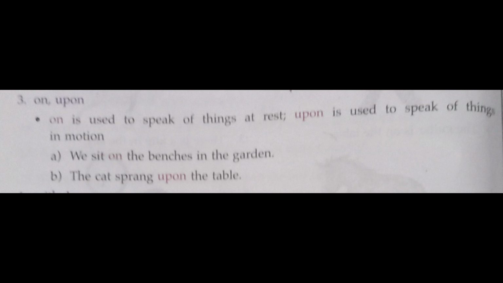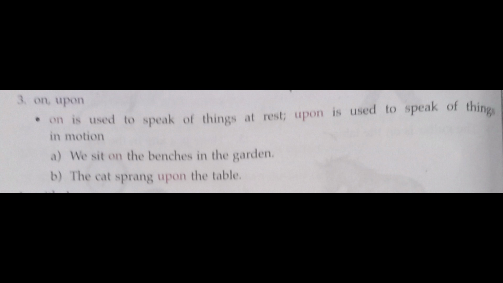All right. Now, second is upon. Whenever one thing is in motion and that gets on the other thing, in that case, we use upon. For example, the cat jumped upon the table. Here, the cat was in motion and it got placed on the table. All right. So, because the cat was in motion, that's why we will use upon.